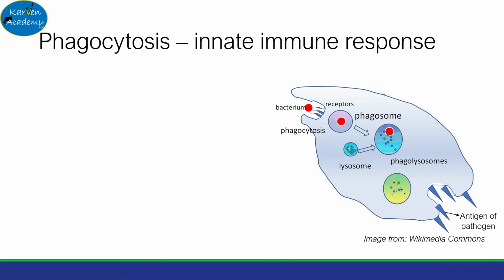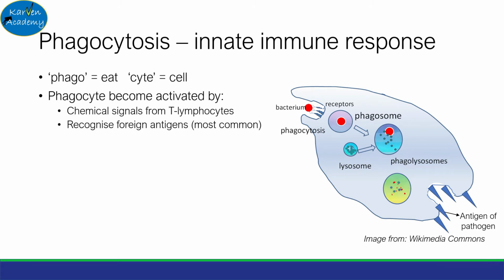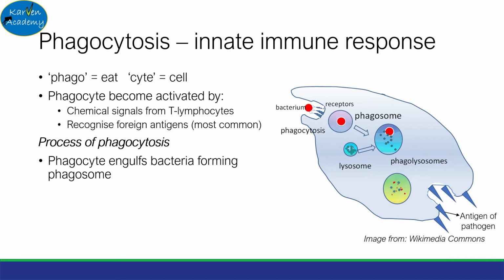So let's first look at the example of an innate immune response, phagocytosis, which is the process of eating cells. This is carried out by phagocytes, which is an umbrella term for all cells that eat cells, remember. And phagocytes are activated by signals released from T-lymphocytes or when they recognize foreign antigens, which is what happens more commonly. Once a foreign cell is identified, for example bacteria, the phagocyte engulfs the bacteria, forming a phagosome.